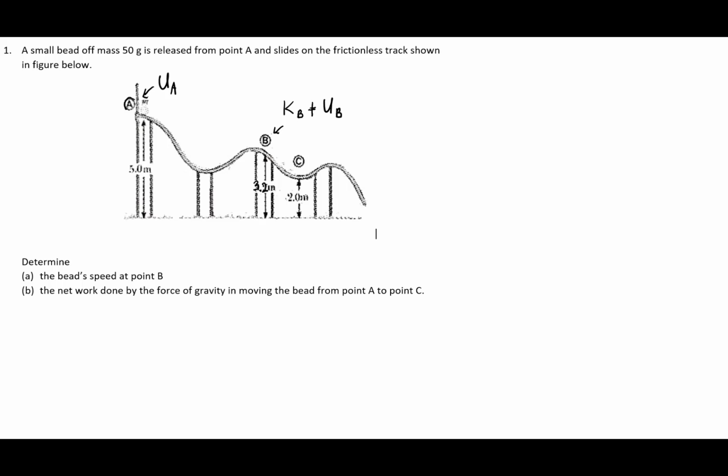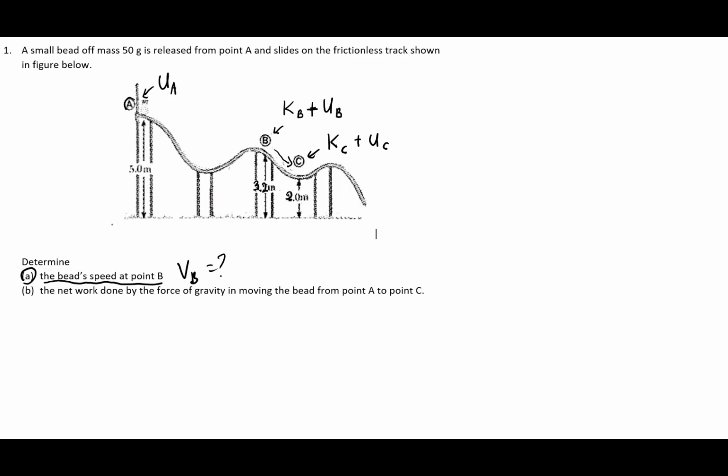What about point C? We have a height here of 2 meters, and of course it's rolling down with a velocity. So we have kinetic energy at point C and also gravitational potential energy, which is UC. Now let's start with question A. It says that we're looking for the bead's speed at point B. So we're looking for VB over here.